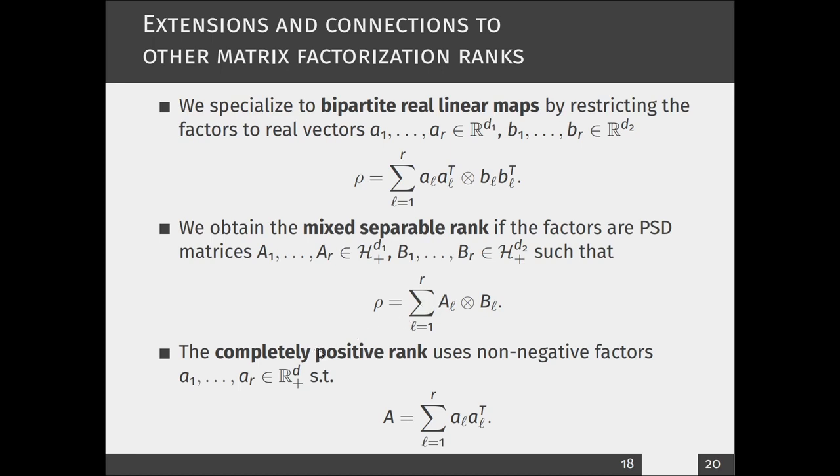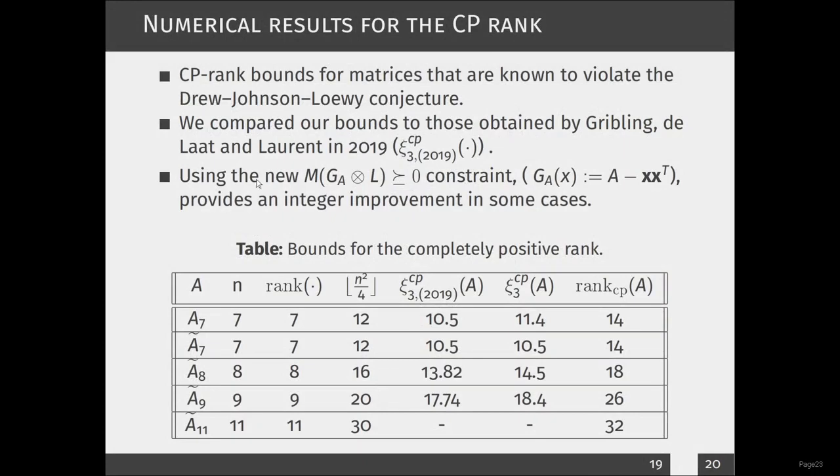This has been proven. And then the completely positive rank, which is probably the most removed from the ranks considered so far. Here we consider a symmetric factorization of a matrix A into non-negative vectors A1 to AR. And for this completely positive rank, we actually also have numerical values. We applied the same machinery, just mutatis mutandis. We applied it to a few matrices which are known to have high completely positive rank.